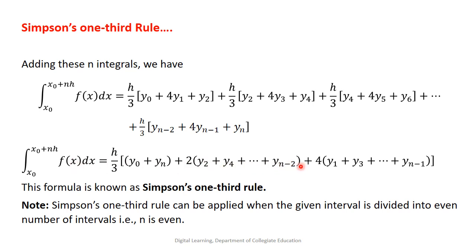So this gives us Simpson one-third rule. Integral x naught to x naught plus nh f of x dx is equal to h by 3 into first term plus last term, plus 2 into all even terms of y, plus 4 into all odd terms of y, except first and last term. We will not use first and last term over here. This is known as the Simpson one-third rule and this is applicable when n is even.